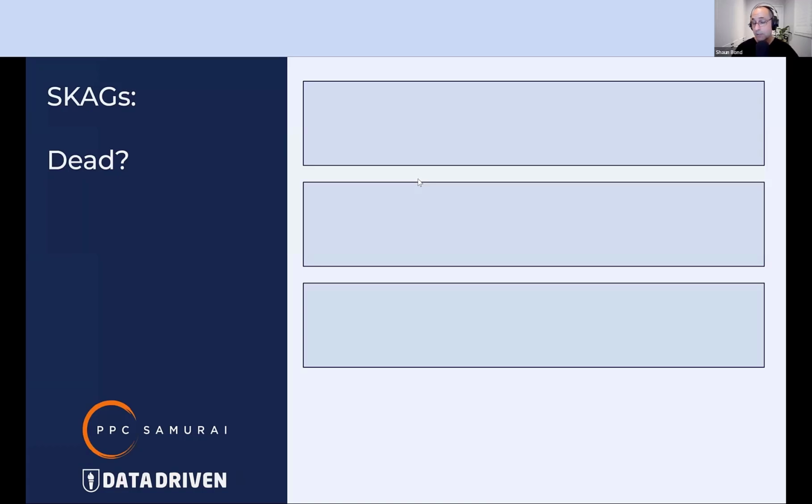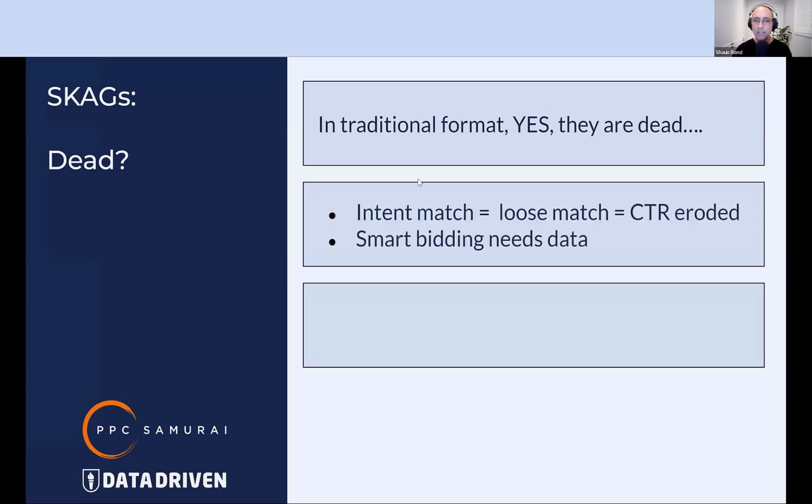Now, the question that we're asking is, are they dead? And honestly, if you're using smart bidding, the answer is yes, they're probably past their use by date. If you're using manual bidding, it might be a little bit different, but intent matching is still a problem for single keyword ad groups. That ability for Google to match a search term to any keyword they feel is appropriate really destroys the integrity of SKAGs and what they were intended to do in the first place. So I call intent match loose match because it really is very loose.